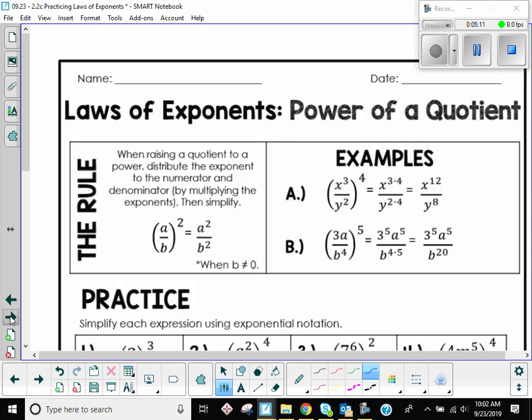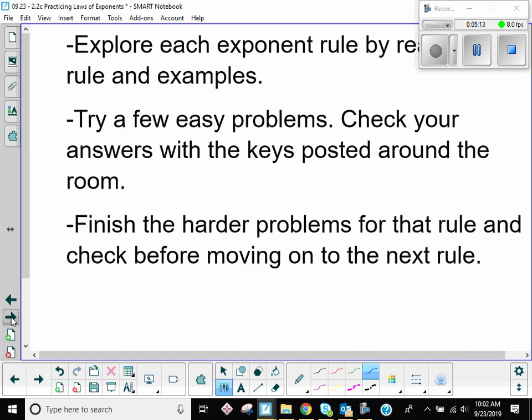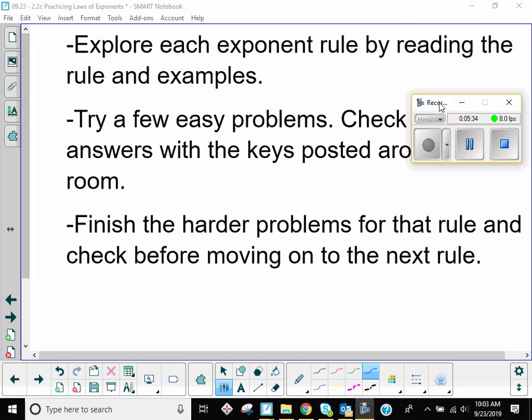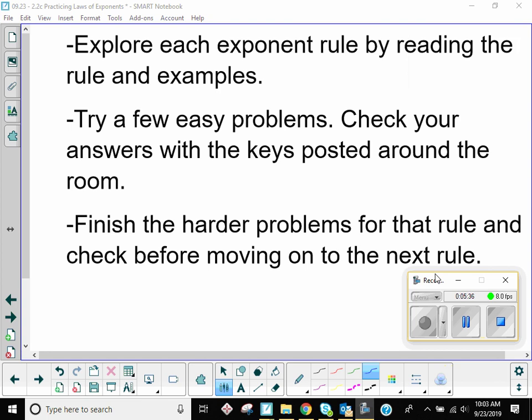So what I've got for you is the keys to each page in your packet are around the room. I know how y'all feel about moving around, so if you need to take pictures and just sit at your desk, that's fine. But brain research says that getting up and moving around is good for your concentration and your memory. But you don't have to. So here's my plan for you for today. I want you to explore each exponent rule by reading the rule and examples.